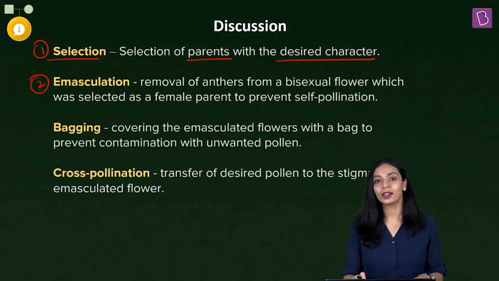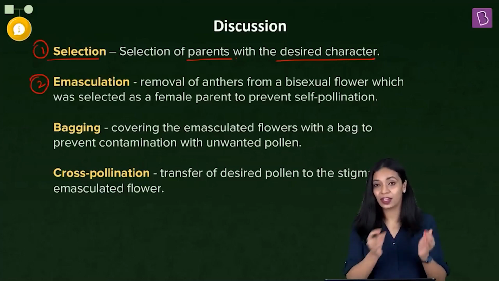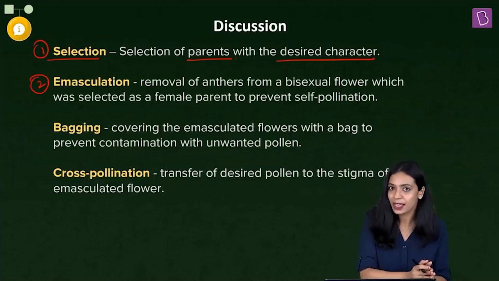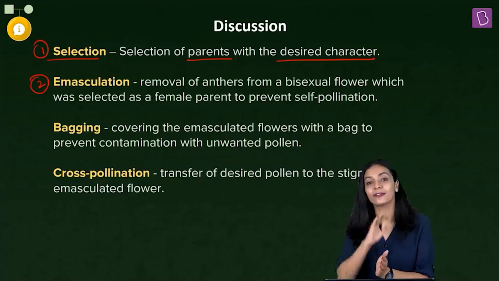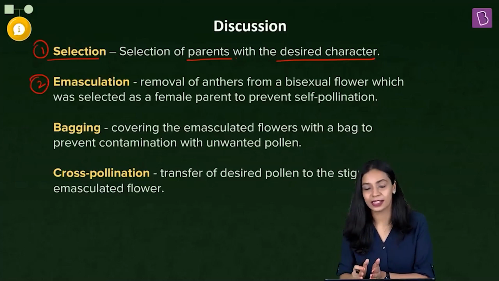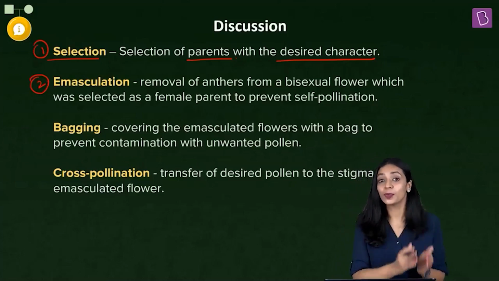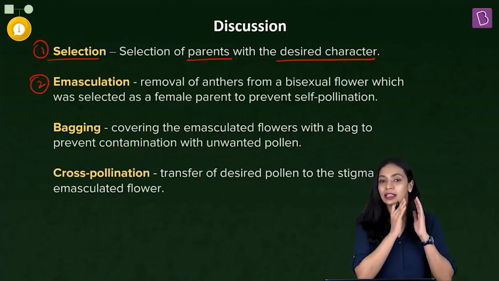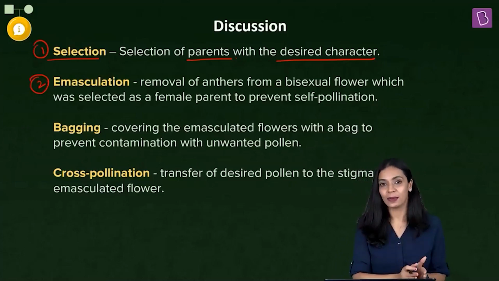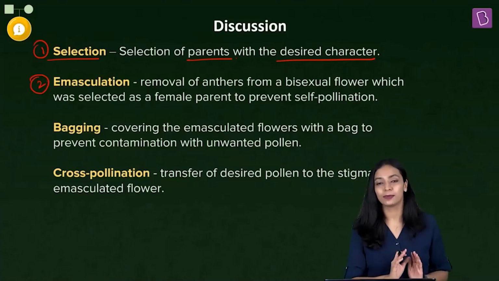Now, the female plant also has bisexual flowers. Male plant also has bisexual flowers. I mean, the one that we are considering to be the female will have bisexual flowers. The one that we have designated as male also will have the bisexual flowers. So, in order to prevent self-pollination in the plant which we have designated as female, we remove the male reproductive part from it.